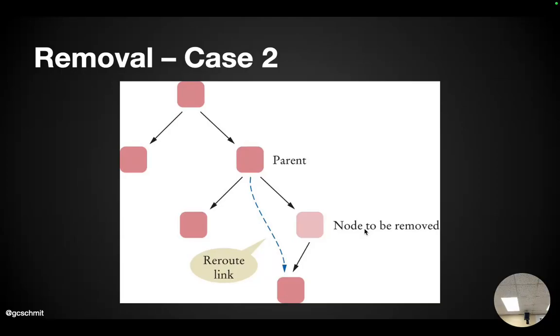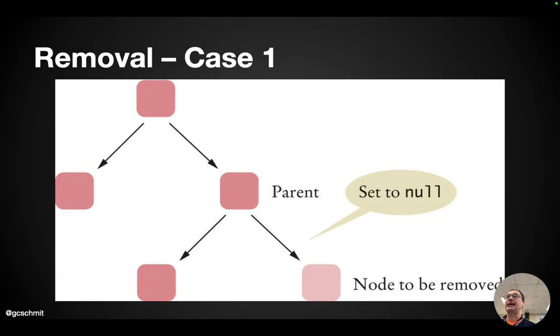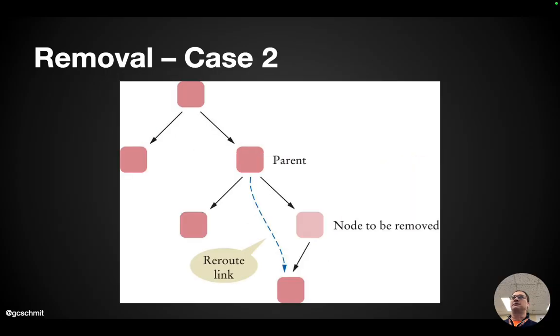Yesterday, we looked at the diagram for case 2 and compared it to the diagram in case 1. So we wrote the code for case 1 where the node to be removed is a leaf. And that was relatively straightforward because we could just tell its parent that that child is now null. Case 2 is a little bit more involved, where the node to be removed is not a leaf. It has exactly one child.